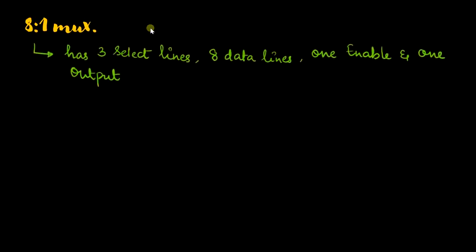So far we have seen only 4:1 muxes. So next is the 8:1 mux. So 8:1 mux means how many select lines will this require? So the 8:1 mux has 3 select lines, 8 data lines, 1 enable input and 1 output.